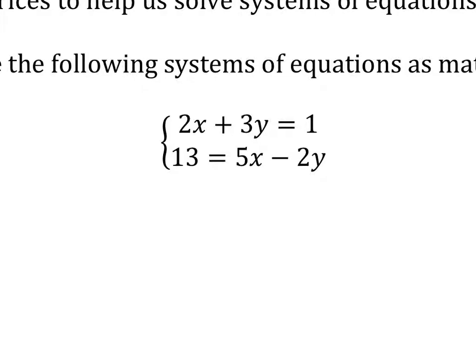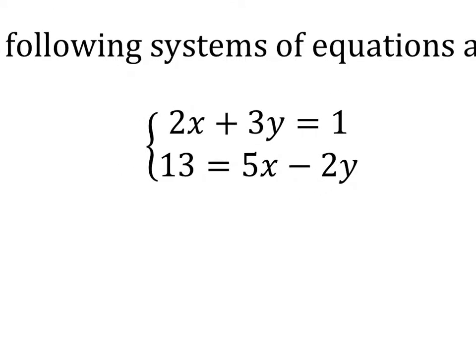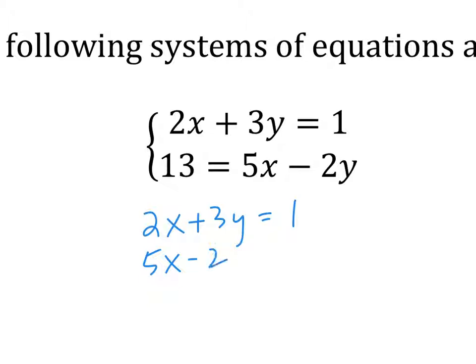No, so we have to change them. The first one is in standard form, the second one is not, but the second one is not too bad. We can just switch it a little bit. So this is the first equation again. The second equation is 5x minus 2y equals 13. So they have to both be in the standard form.